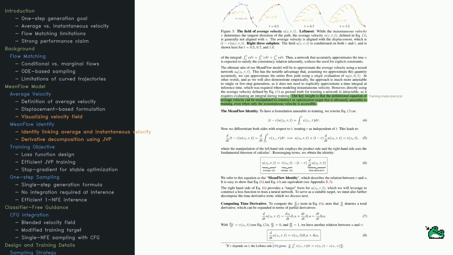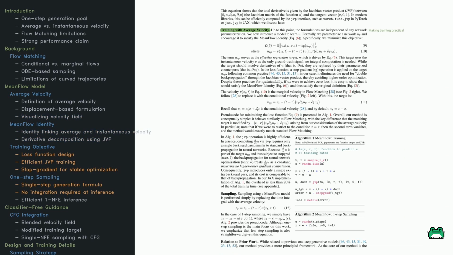But that time derivative? It's a bit tricky. So the authors break it down further using partial derivatives, essentially measuring how the average velocity changes over time and space. By doing this, they get an expression that's compatible with tools we already use in training neural networks. This entire move turns what could have been an intractable problem, integrating over time, into something that fits neatly into a standard training pipeline.